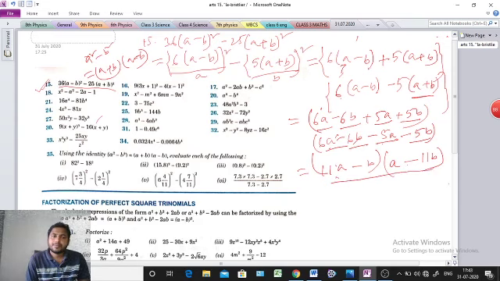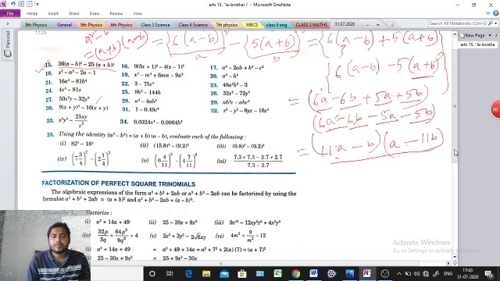Clear? Understood? Okay, so I hope you understood and you should practice it. These are easy problems, but your concept should be clear. Only we are using the a square minus b square formula here, so you should use it properly. Only the data are different. You should use it properly. Clear? Okay, next question.